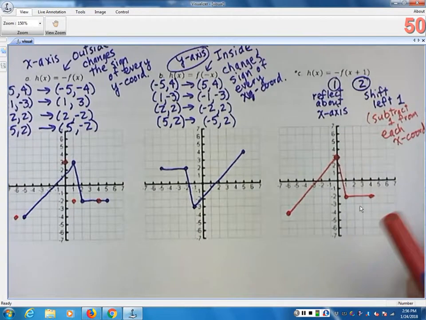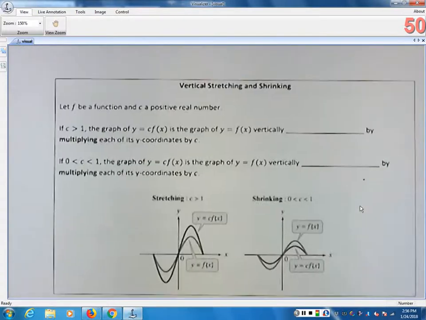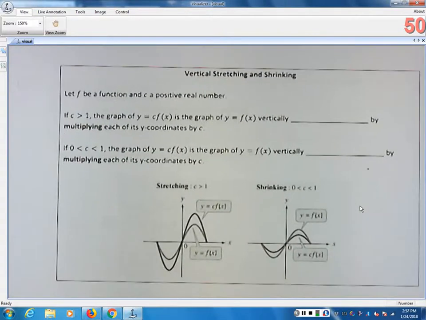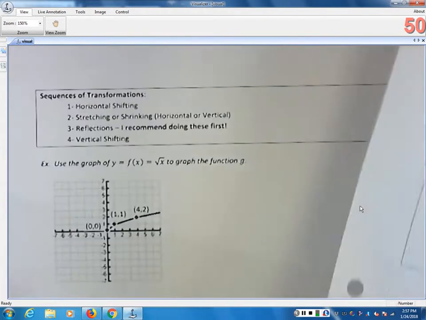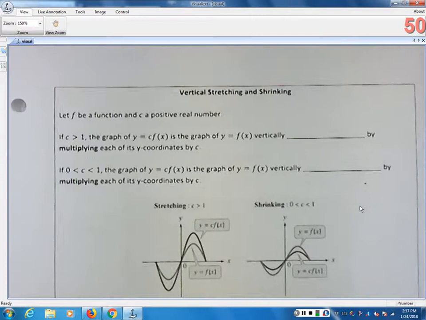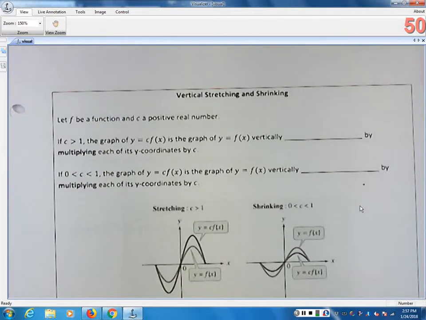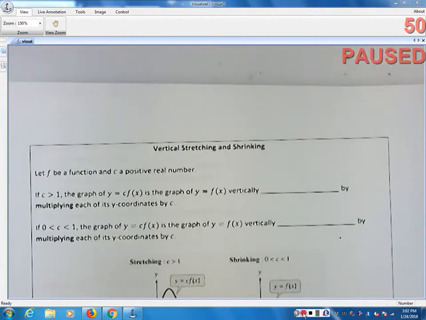No? All right. Wow, it is long. We've been going a long time. We have vertical and sequences, that's why. So we want to pause it, take a break. We've been going a long time. Unpause it.